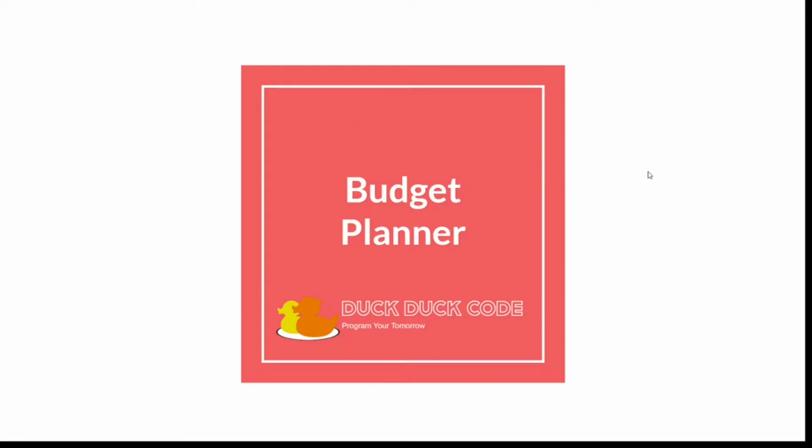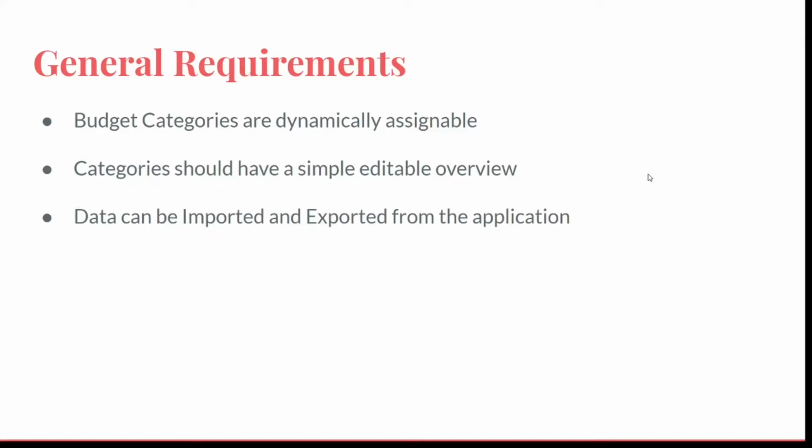Going on from here, I have a few general requirements for this budget planner. They include budget categories need to be dynamically assignable. This means if I want to add groceries as a budget category, I can add groceries, or utilities or rent or anything. So you can assign whatever budget categories you want, and my budget can look different than your budget.